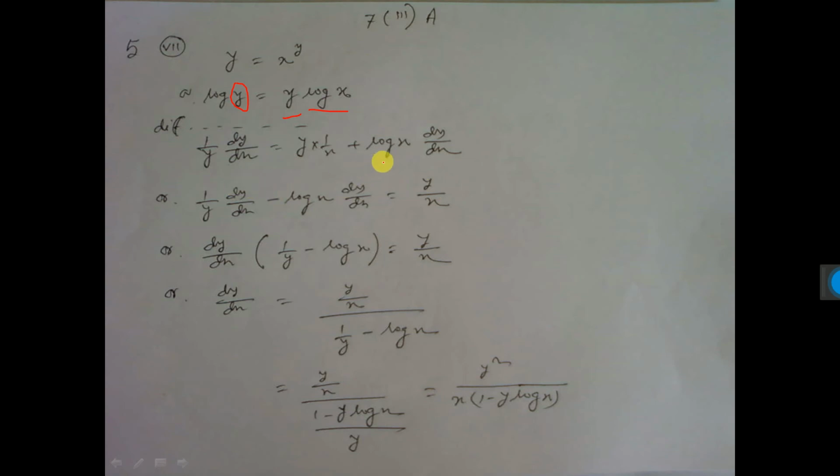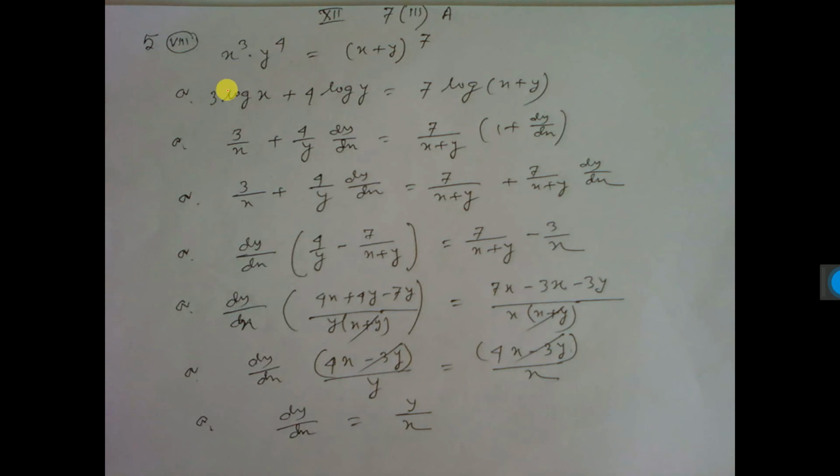Now this term you bring left side, because dy/dx containing term, see these two take common. dy/dx containing term you take in the left hand side, and other term, this one you keep right side. Then after taking dy/dx common, this will go down, and after simplification you will get the answer.